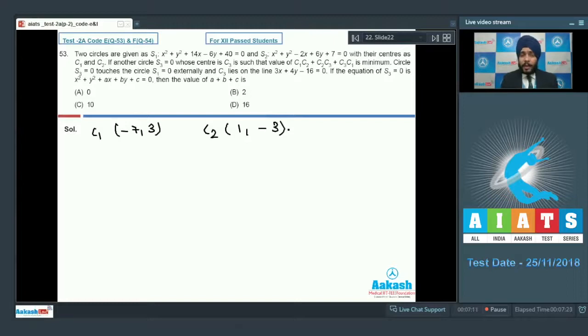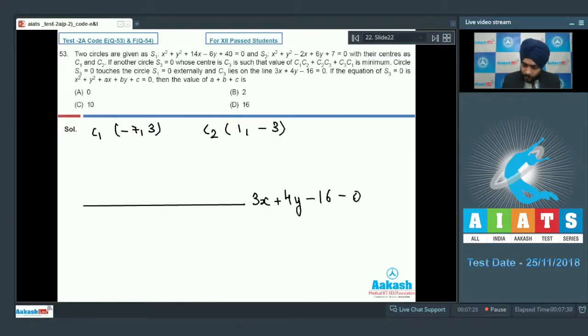A lengthy problem, let us figure it out slowly. C1 C2 is a fixed distance, C2 C3 plus C3 C1 is minimum. So C3 lies on this particular line. So let us say this line is 3x plus 4y minus 16 equals 0. This point C1 gives a negative sign to this line. So C1 is, let us say, above, and C2 also gives a negative sign. So they are lying on the same side.